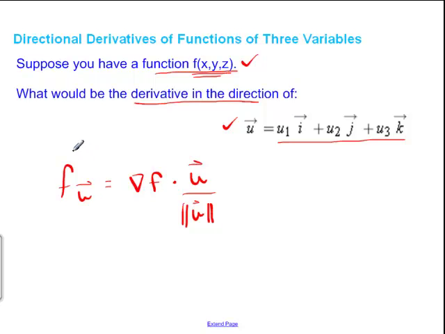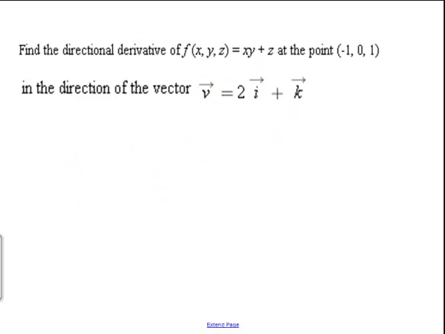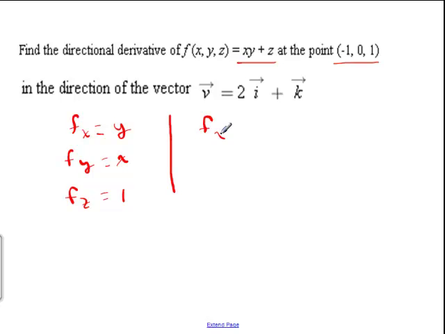So again, this is exactly the same as the last lesson, which is saying that the directional derivative right here is the gradient dotted with our direction. So what if we wanted to find that? Well, we need to find the partial derivatives. The partial derivative with respect to x is y, with respect to y is x, and with respect to z is 1. So at the following point, we'd have f partial x is 0, f partial y is negative 1, and f partial z equals 1.